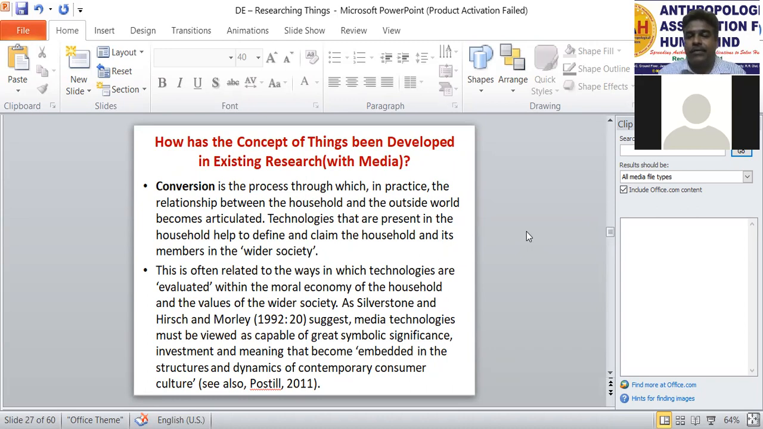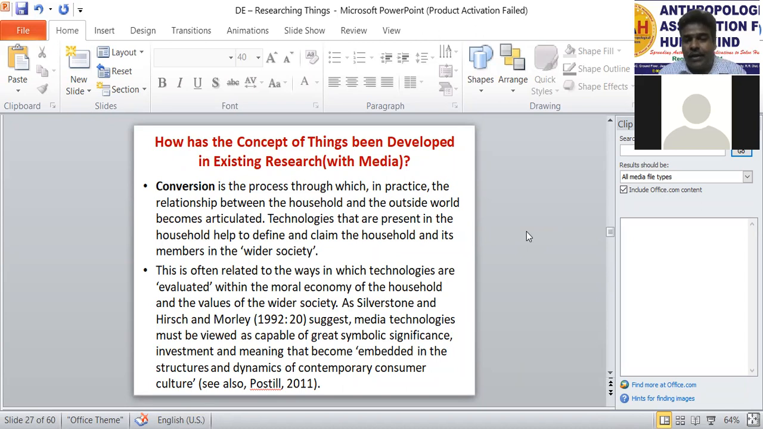The moral economy means the relationship between the things and their morals, their values, how morals as a lens influence the things and the domestic life and the devices they use and the tools and the relationship they have. All these things come under the moral economy domain. So, yeah, this is often related to the ways in which technologies are evaluated within the moral economy of the household and the values of the wider society.